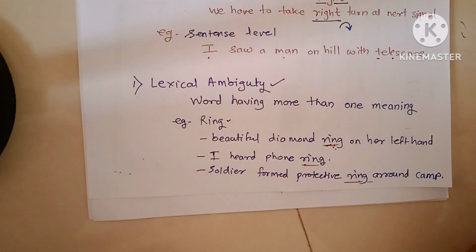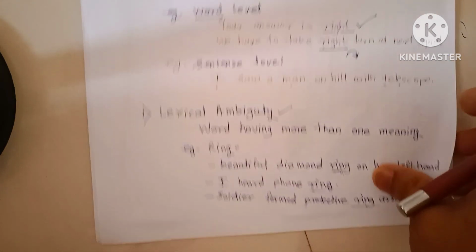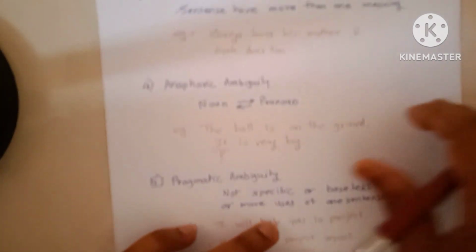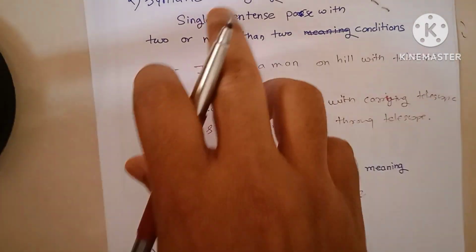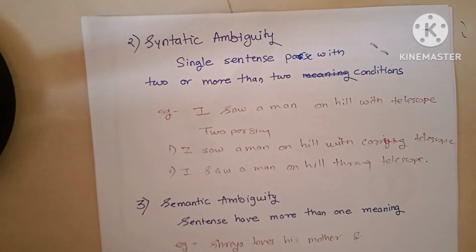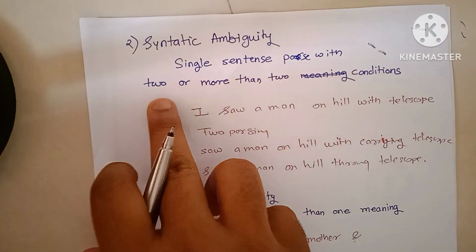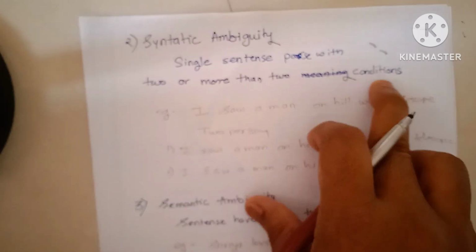So how we define this and how to overcome this will be a challenge, and a fundamental thing of natural language processing. Okay, so this is the first, that is lexical ambiguity. Now the second, syntactic ambiguity. The syntactic ambiguity means what? A single sentence parsed with two or more than two conditions.